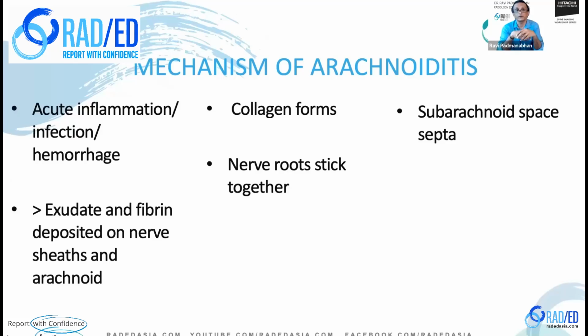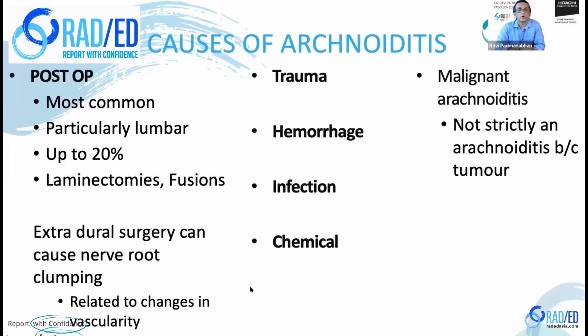You can also get similar changes where you get collagen within the subarachnoid space and you end up forming septa within the subarachnoid space. The most common cause, I think, now would be post-operative or infection, depending on where you live. For us, it's probably most commonly post-operative changes, but in other countries, infection would certainly be a common cause of arachnoiditis.